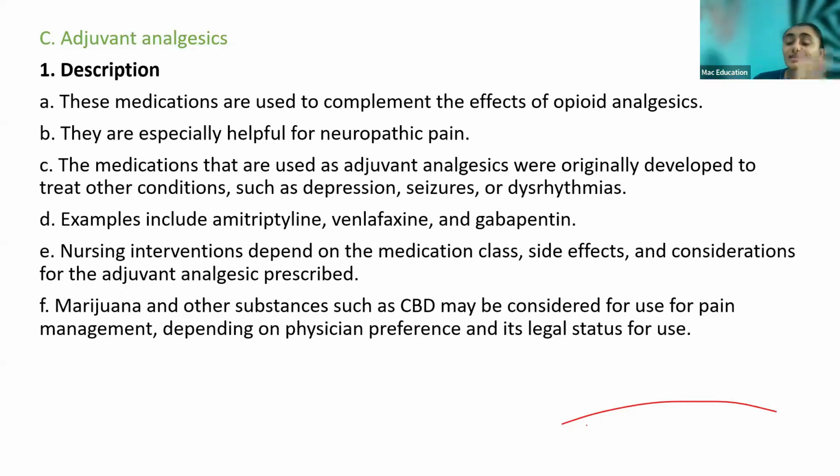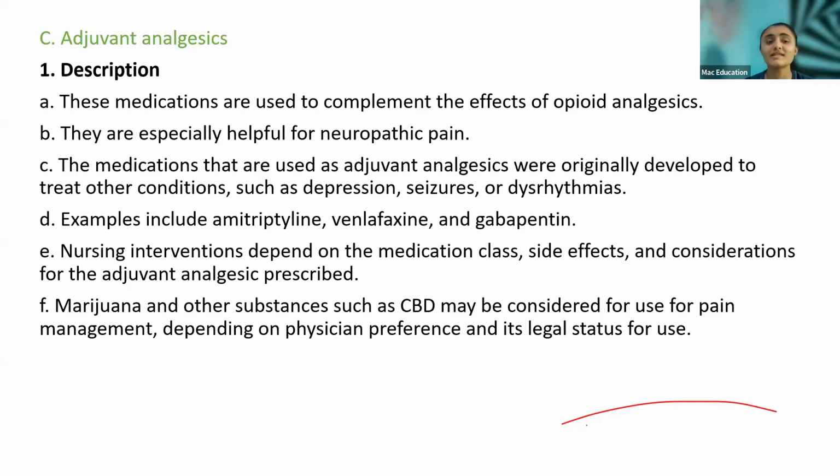So what were adjuvant analgesics originally developed for? To treat some conditions like depression, seizures, dysrhythmias. Examples are amitriptyline, which is a TCA, and nortriptyline, which is also a TCA. Venlafaxine and gabapentin are also examples of adjuvant analgesics. When the patient is taking opioid analgesics, along with them you can give these medications to increase the effect of opioid analgesics. Nursing interventions depend on the medication class, side effects, and considerations for the adjuvant analgesics prescribed.